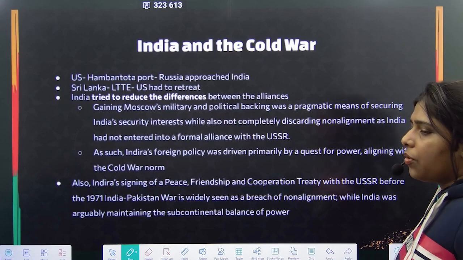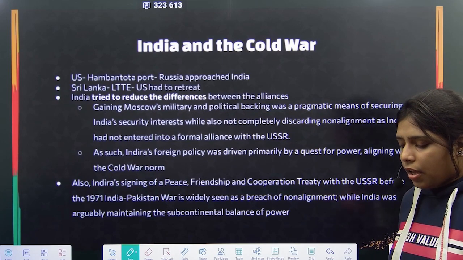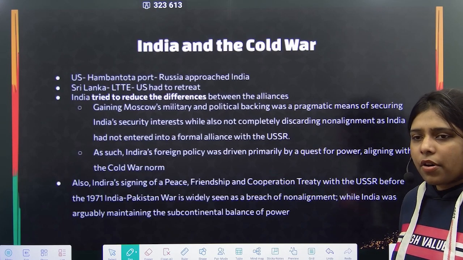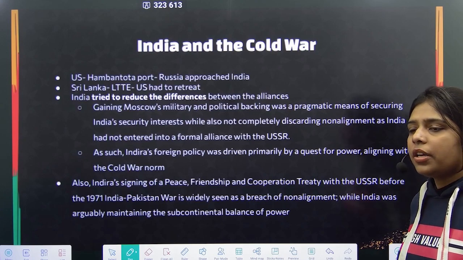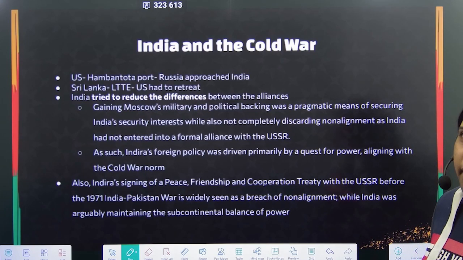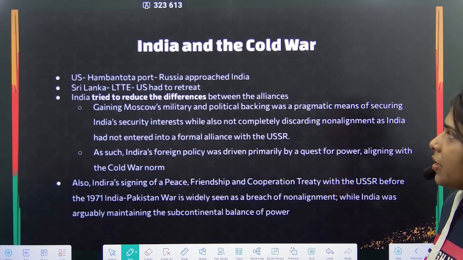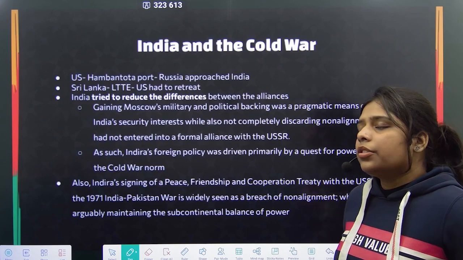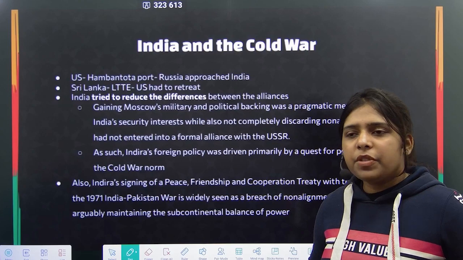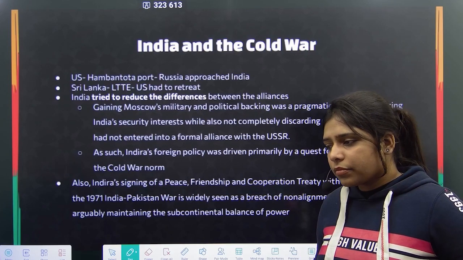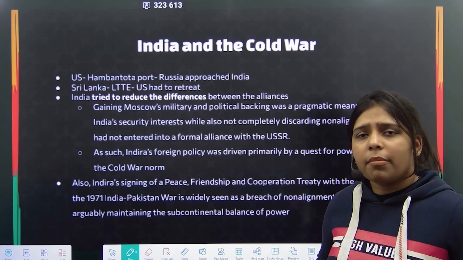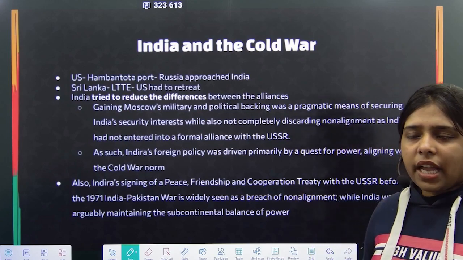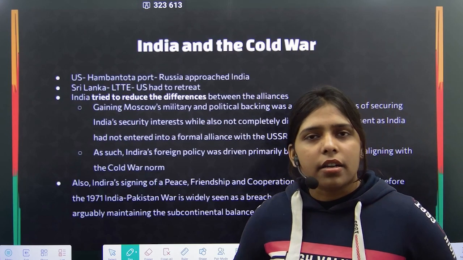but if it wasn't then, Russia reached India, so India helped Russia out, and India sent its forces. It actually helped LTTE. It asked LTTE because Sri Lanka, LTTE, Liberation Tigers of Tamil Eelam. Okay, so LTTE was there in Sri Lanka, which was fighting for Tamil rights. Okay, so India aided LTTE. And as a result of which, LTTE had started creating ruckus in Sri Lanka.